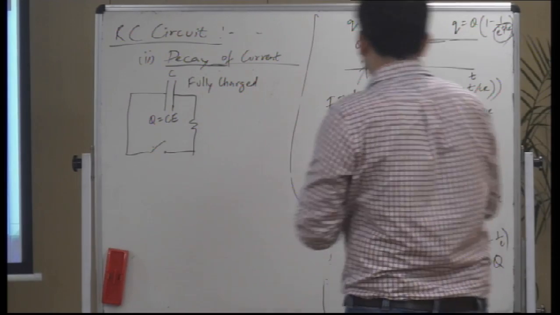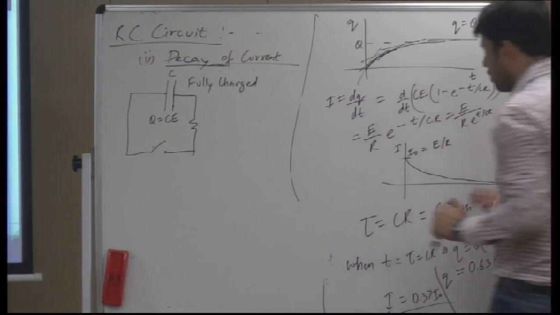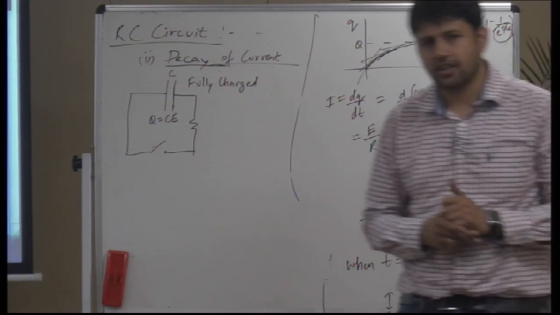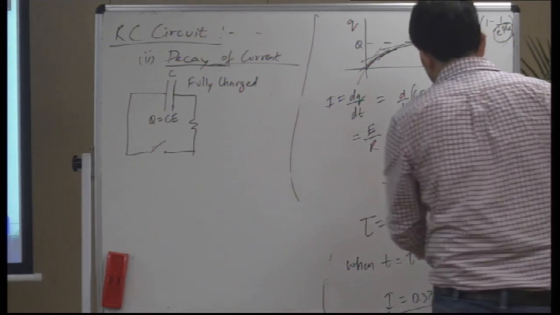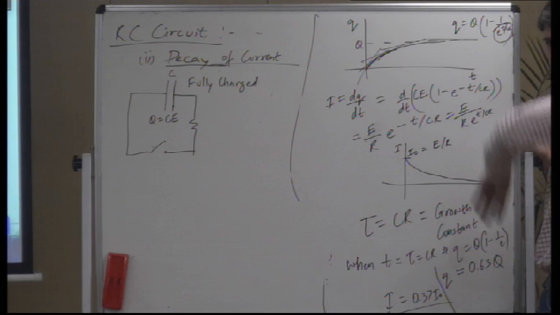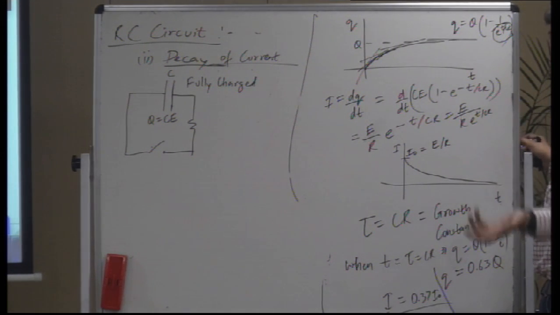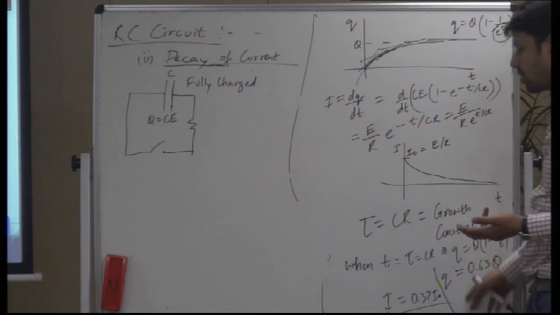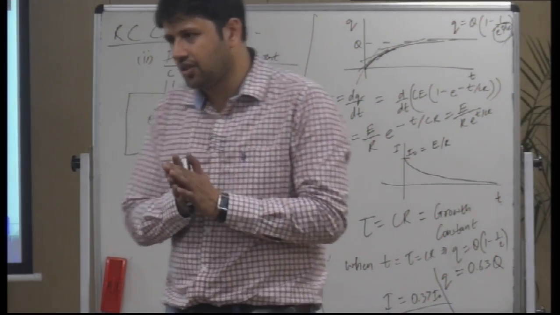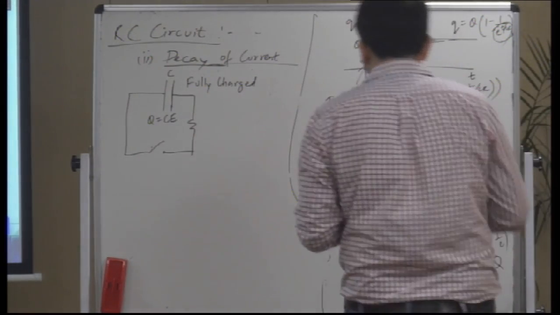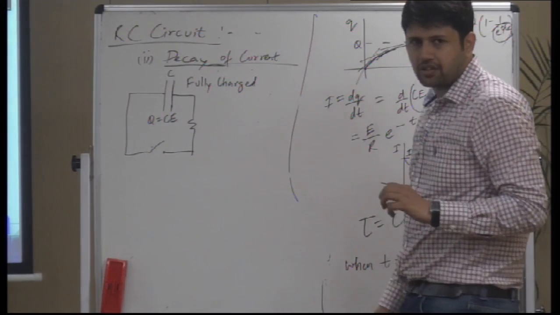What is meant by growth constant? See, growth constant is time. It is actually the time after which the charge becomes 63% of the maximum value. You can also say it is the time after which current drops to 37% of its maximum value, or initial value. So current drops to 37% of its initial value.